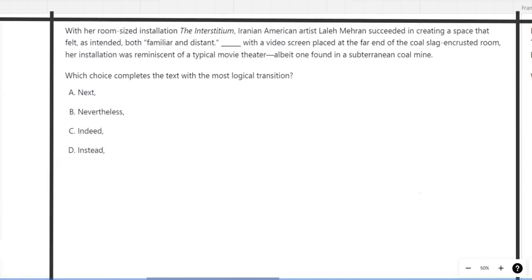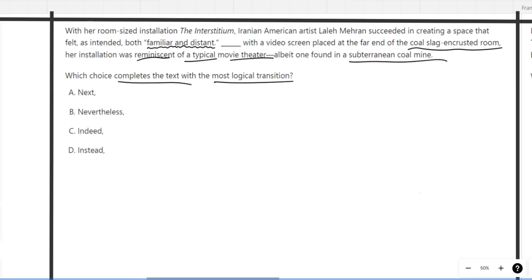Number 2, we've got a reading question. Anyone can't see it, let me know. I'll paste them in the chat as we go along. But this one is asking us to complete the text with a logical transition. So it says, with her room-sized installation, the interstitium, Iranian-American artist Lale Moran succeeded in creating a space that felt, as intended, both familiar and distant. Blank. With a video screen placed at the far end of the coal slag encrusted room, her installation was reminiscent of a typical movie theater, albeit one found in a subterranean coal mine.